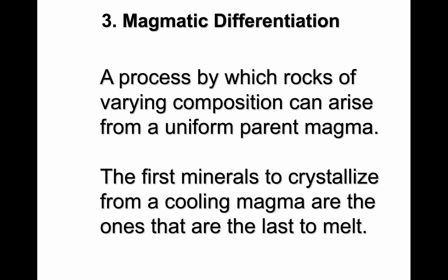So the first minerals to crystallize from a cooling magma are the ones that are the last to melt. That means if we have a magma and we are crystallizing the first minerals, these are the minerals formed at higher temperatures, because at the beginning our melt has a higher temperature and then it cools down. So at high temperatures we are crystallizing different minerals compared to those which we are crystallizing at lower temperatures.